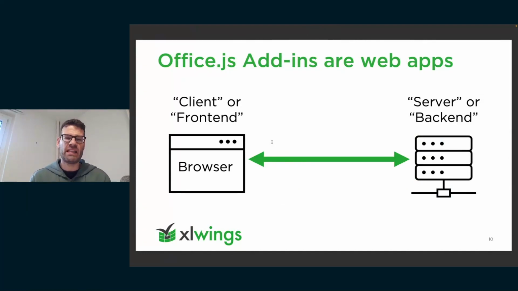So what is the Office.js add-in really? Office.js add-ins are proper web apps, and the web app is really just an app that's broken up into two pieces, right? So on the left-hand side, you have this client or the front end. Most often, it's the browser in our everyday life. And then on the right-hand side, you have the server or the backend, where things like Python or other programming languages run. And so this is really the way that the internet works, and it is absolutely the same for Office.js add-ins.